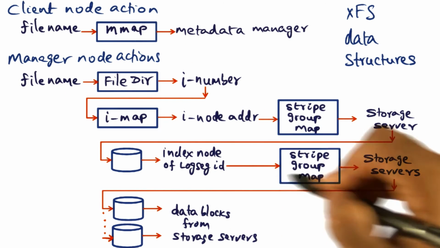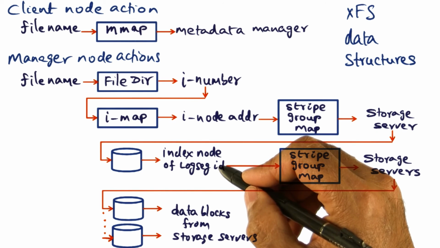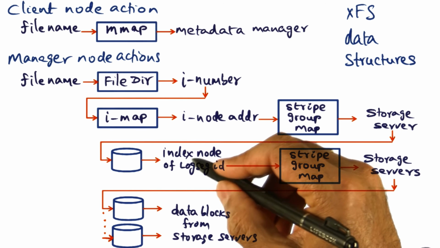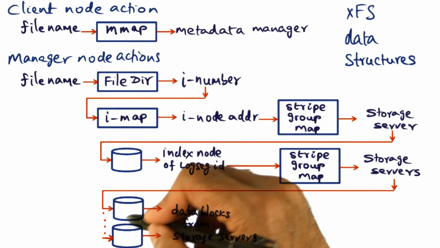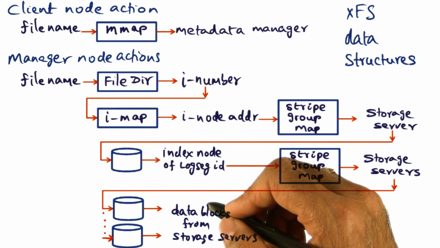I can get that, and once I get that, then I can find out the stripe group that is associated with this log segment, and that will say what are all the storage servers that I have to contact in order to get the contents of that log segment. Then I can go to those storage servers and get all the data blocks that correspond to a particular log segment. So that's the roadmap.